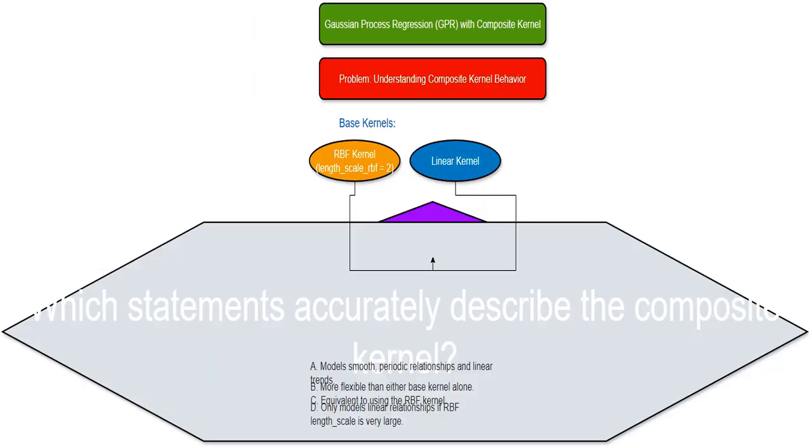This is the core question. I need to determine which statements correctly describe the combined behavior of the RBF and linear kernels when they are multiplied together in a Gaussian process regression model. I'll analyze the options one by one.